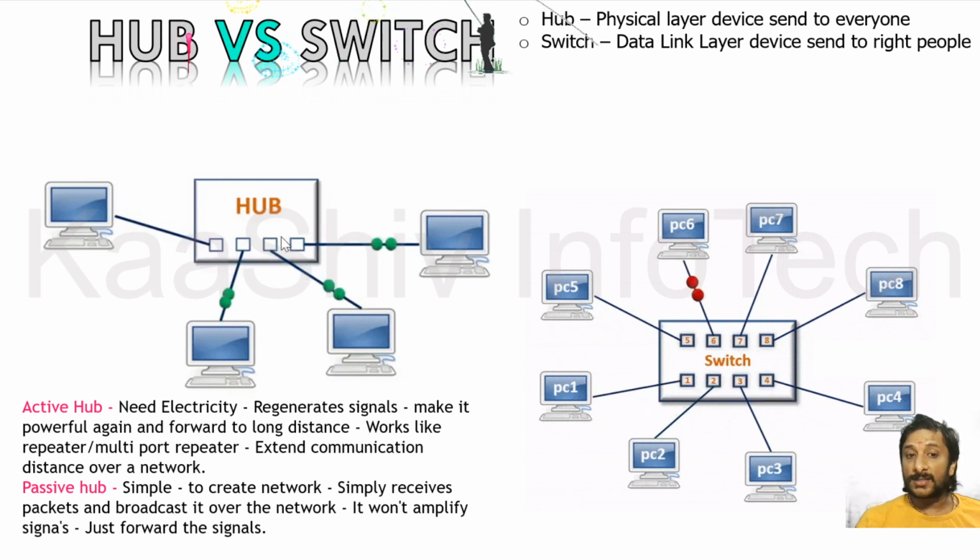The hub will send to everyone, while the switch will send to the correct people. So the switch is a brilliant device, and the hub is a non-brilliant device. That is the physical layer, and this one is the data link layer.